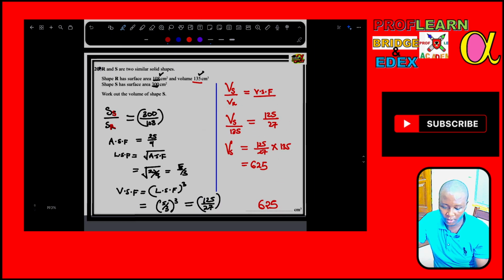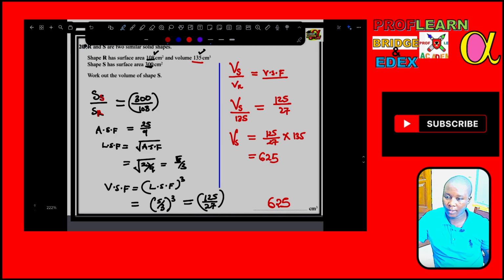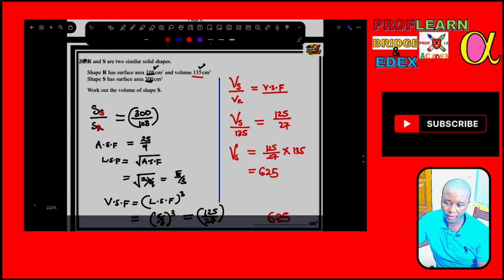Now, another question that I need to really mention here is the question to do with similar solids and shapes. In this question we were told that R and S are two similar shapes. We are told that the shape R has a surface area of 108 and a volume of 135 centimeter cubed. S has surface area of 300 centimeter squared.